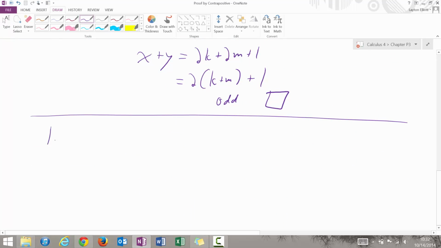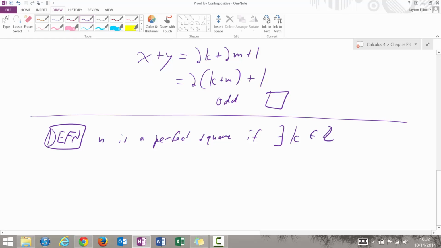Okay. Another definition. These are not definitions of things you don't know. These are the mathematical ways to describe them. N is a perfect square if there exists a k in Z such that n is equal to k squared, using the math symbols here.